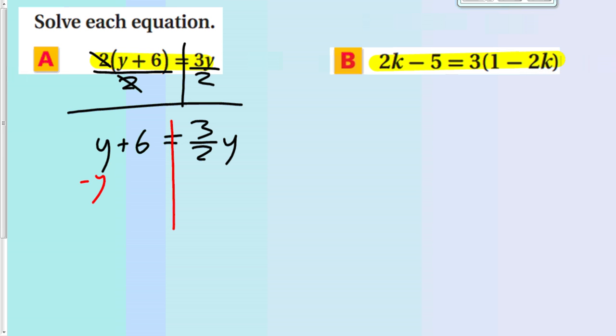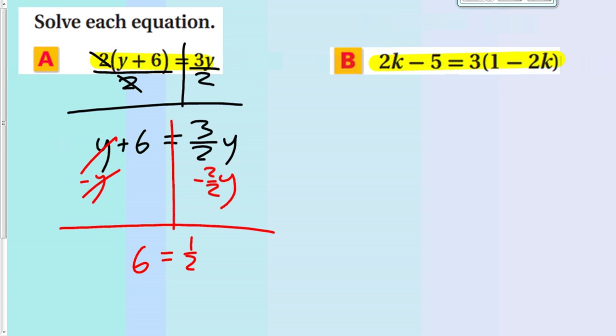Or you can think of this as 2 over 2y, right? Because 2 over 2 is just 1. All right, and we've got 6 equals 1 half y. Well, half of what equals 6? Half of 12 equals 6. So we know that y has to be 12. So you can do it that way too.